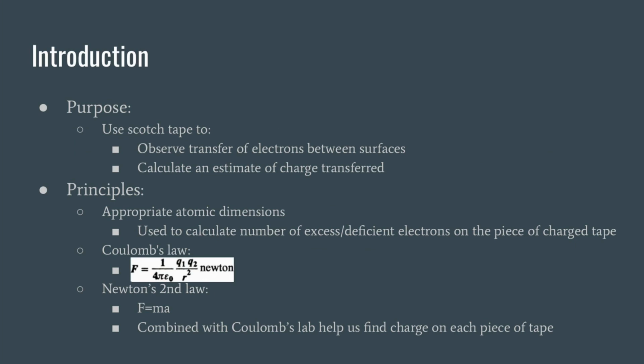The purpose of this lab was to use tape in order to observe the transfer of electrons between surfaces and to calculate an estimate of the charge and number of electrons that were transferred. The principles of this lab include using tape to model charges by assuming that each piece of tape had equally distributed charge, and applying Coulomb's law using Newton's second law, which is force equals mass times acceleration, and Coulomb's law to calculate the charge on each piece of tape, using the approximate dimensions of an atom to calculate the number of excess or deficient electrons per atom on a piece of charged tape.